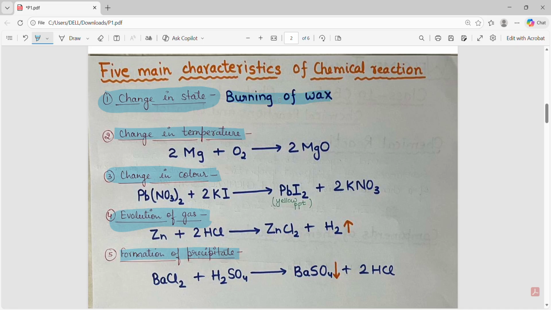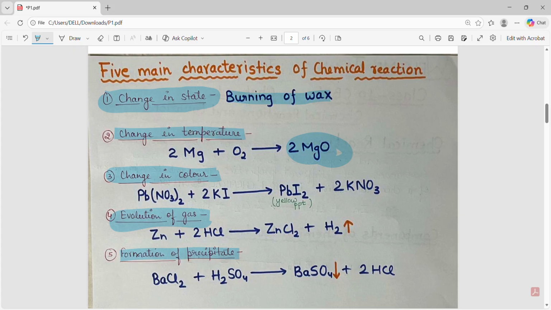So the burning of wax from solid to liquid shows that there is a chemical reaction happening. Okay, now moving towards the temperature. If you are going to mix magnesium with oxygen, you will be getting magnesium oxide, and there will be a lot of heat and light produced. So there is a change in temperature.